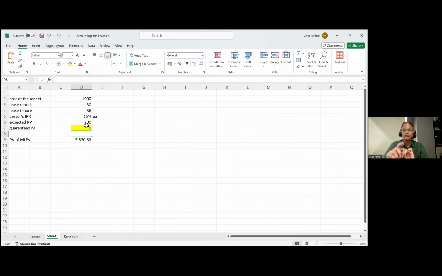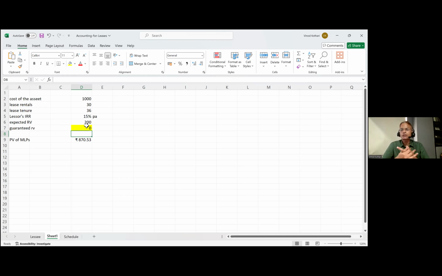Supposing the guaranteed RV was 0, then the lessor's PV of MLPs is only 870. The lessor has an exposure of rupees 130 on the residual. He's expecting 200 rupees, but in present value terms, that exposure is only 130. That is about 13%, which then makes the lease an operating lease. That is, if there is no guarantee of RV from the lessee, this lease qualifies as an operating lease.